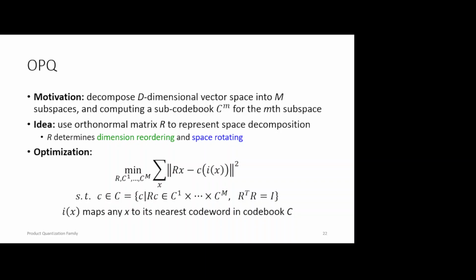The additional parameter is the rotation. Okay, so we will rotate the X, and the codebook will also apply the same rotation. And the rotation R is to be orthonormal. The orthonormal definition is that R transpose times R is equal to the identity matrix. It should satisfy this constraint. Okay, so this is the definition for OPQ. Any problem?